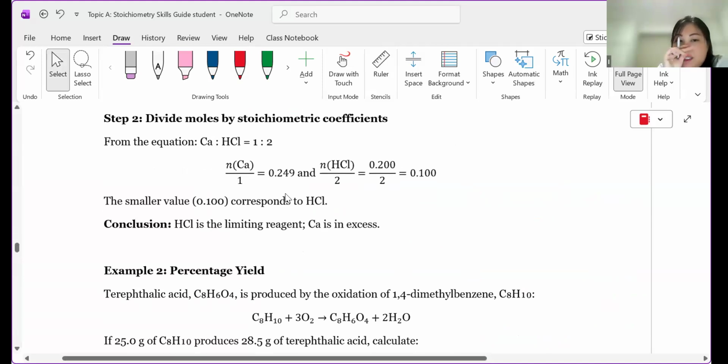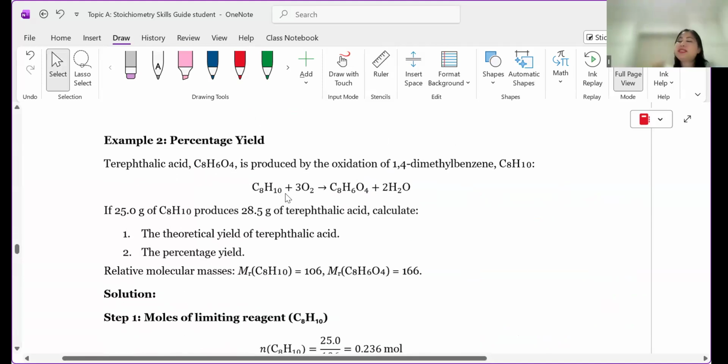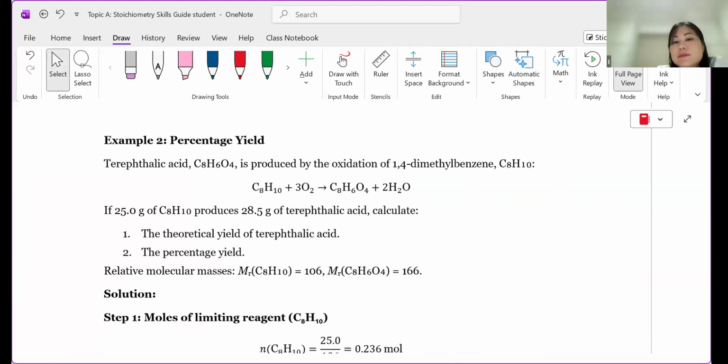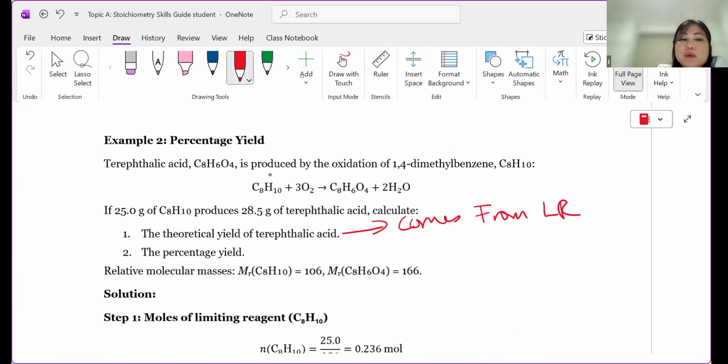So you can see here. Now, next, we look at one example of percentage yield. Remember, percentage yield is experiment over theoretical yield, and theoretical yield comes from the limiting reagent. So in a way, we have to determine limiting reagent. Also, if you read carefully, the question gives you 25 grams of this, and you have 28.5 grams. So this 28.5 grams is the experiment.